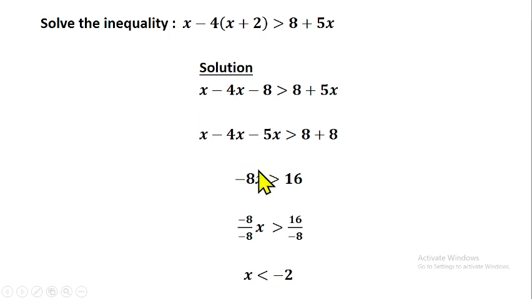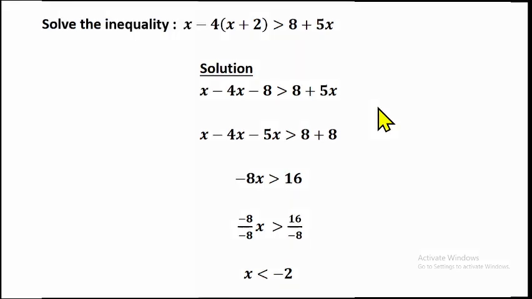So the range of values, the solution set for this, is x less than minus 2. That is the range of values of x that is less than minus 2. So that means you'll be having minus 3, minus 4, minus 5, minus 6, and so on. And if you draw the number line, the arrow will go this way. I hope you understand that. Also, let's see another question.